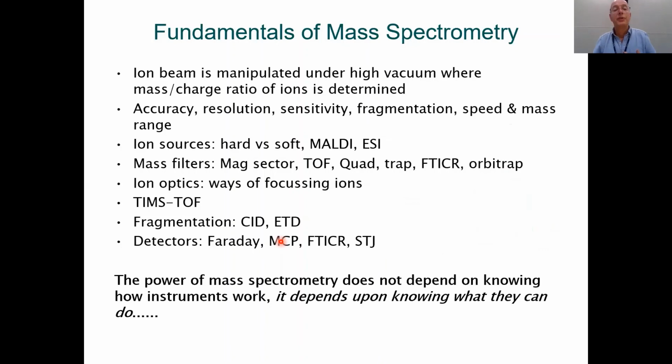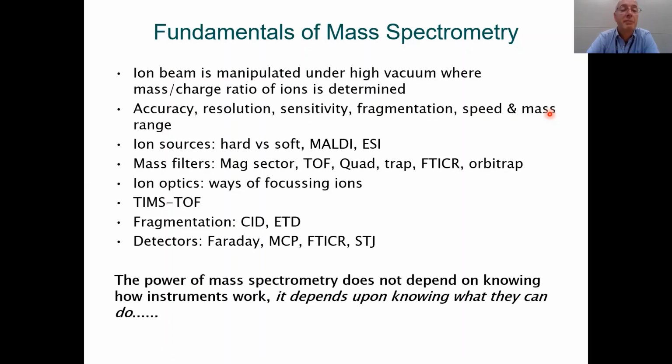So that's all I want to say about the fundamentals of mass spectrometry. Just to summarize, we discussed what mass spectrometry is. An ion beam is manipulated under high vacuum, where the mass to charge ratio of ions is determined. What makes a good mass spectrometer is accuracy, resolution, sensitivity, the ability to generate fragments, high scan speed, and a good mass range. We looked at different ion sources. We discussed hard ion sources versus soft ion sources. We specifically looked at MALDI and electrospray.